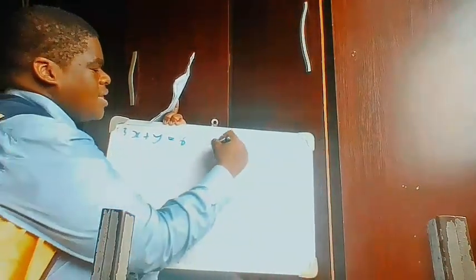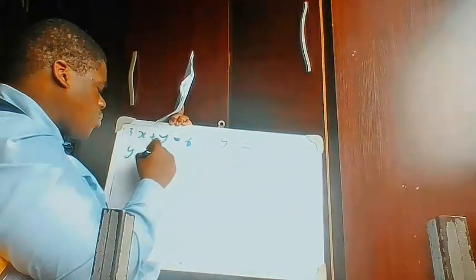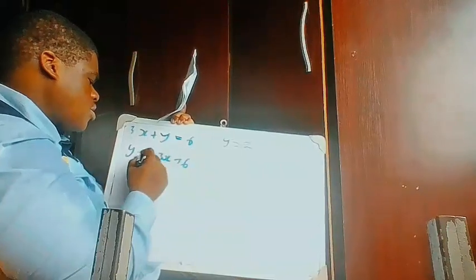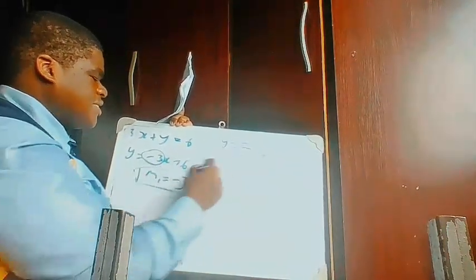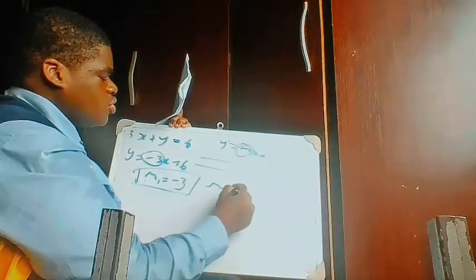So the first task is to find the gradient of the line we were given, 3x plus y is equal to 6. Remember that y is equal to mx plus c, where m is our gradient. So let's make y the subject: y is equal to minus 3x plus 6. So our gradient m1 is equal to minus 3. But remember, since they are parallel, m1 is equal to m2, so m2 is also equal to minus 3.